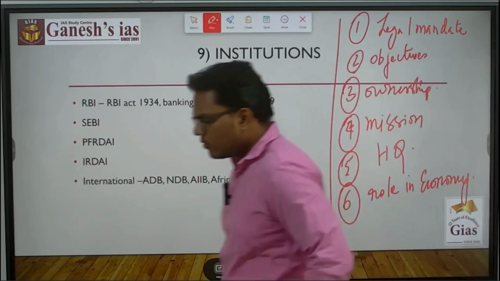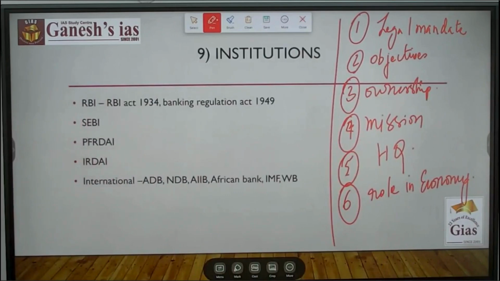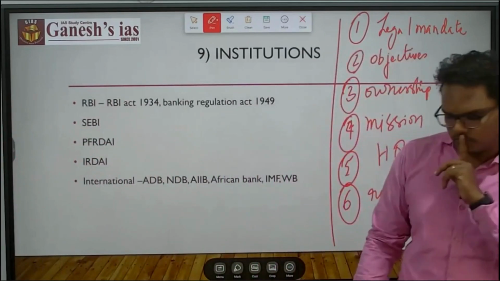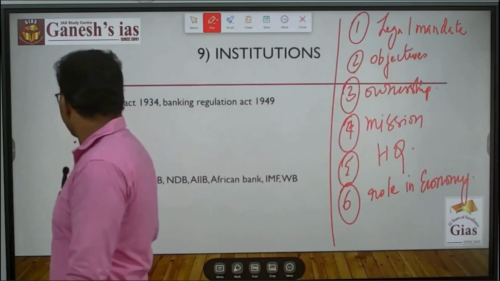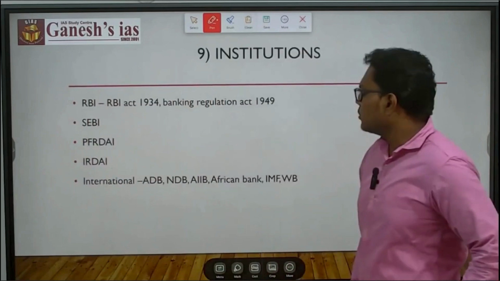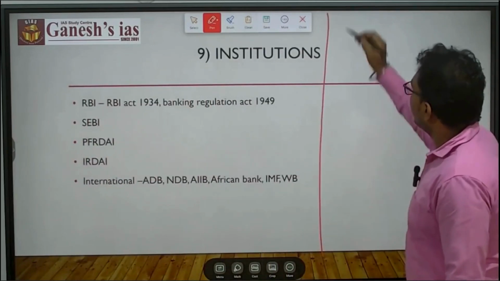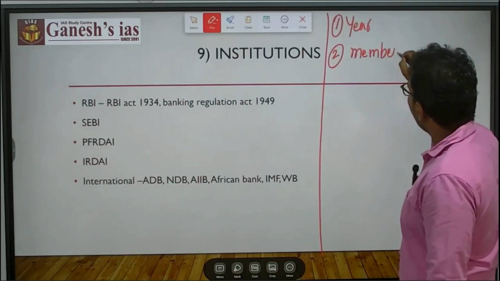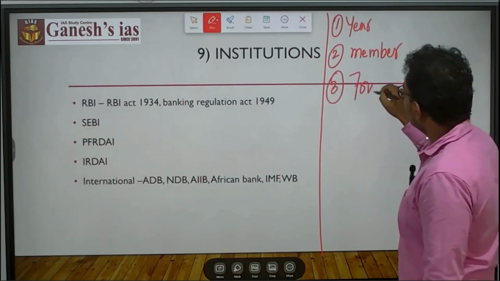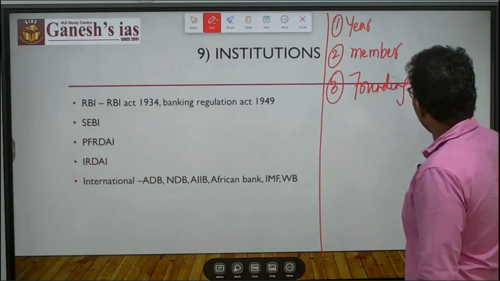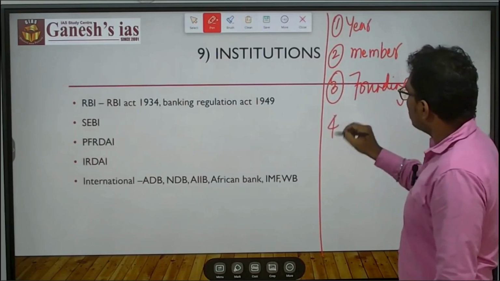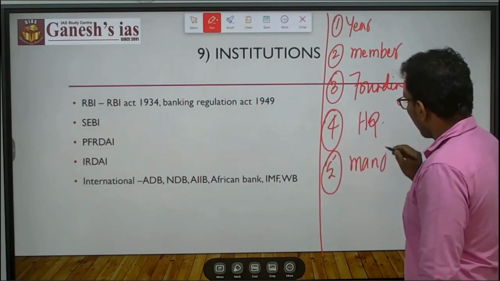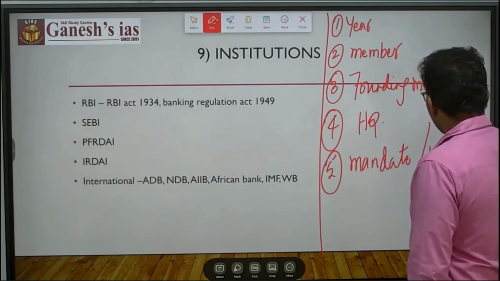So this framework is for your Indian institutions, whereas for your international institutions, we need to know about the year in which it was incorporated, member nations, founding members, headquarters, mandate, or vision, or whatever you want to call it.